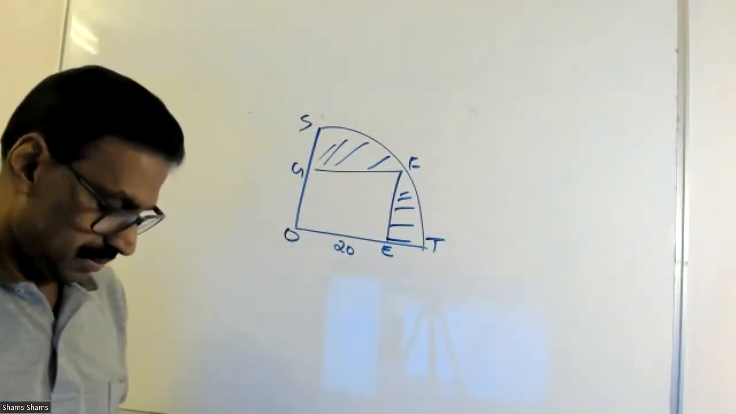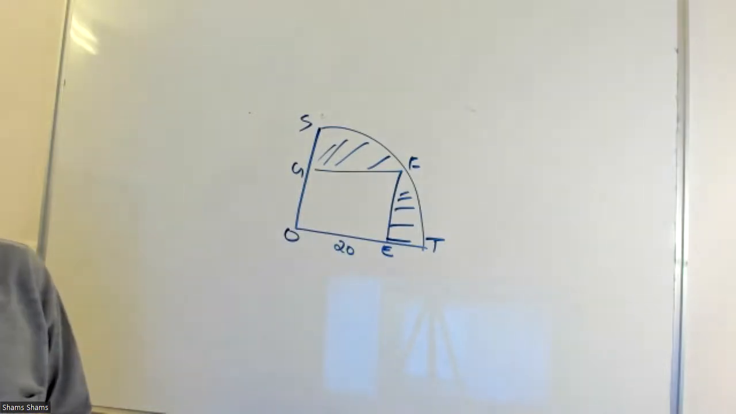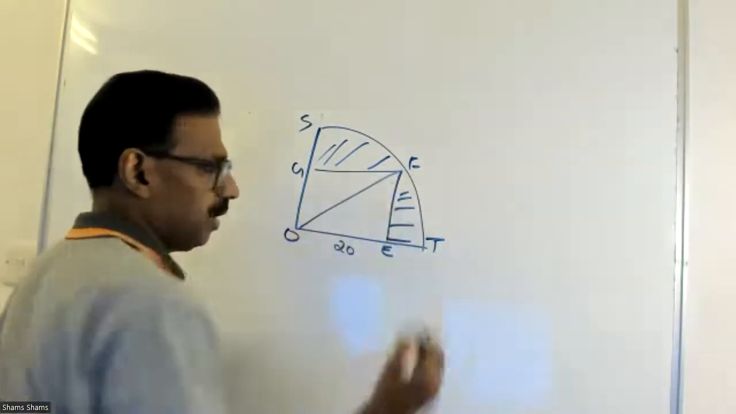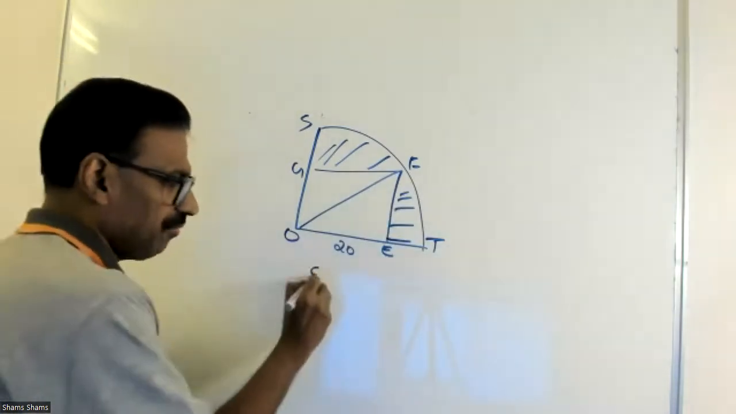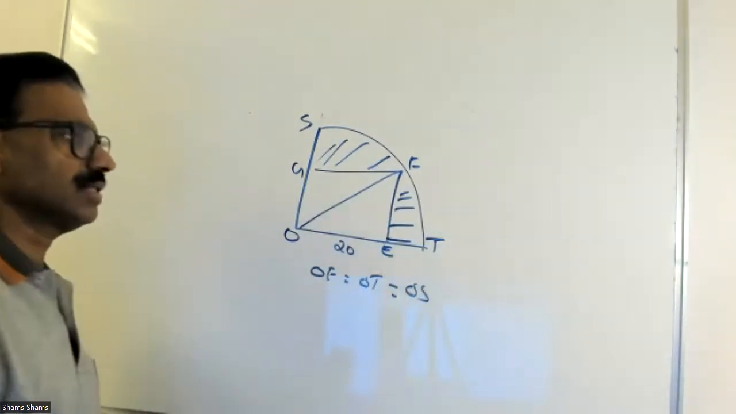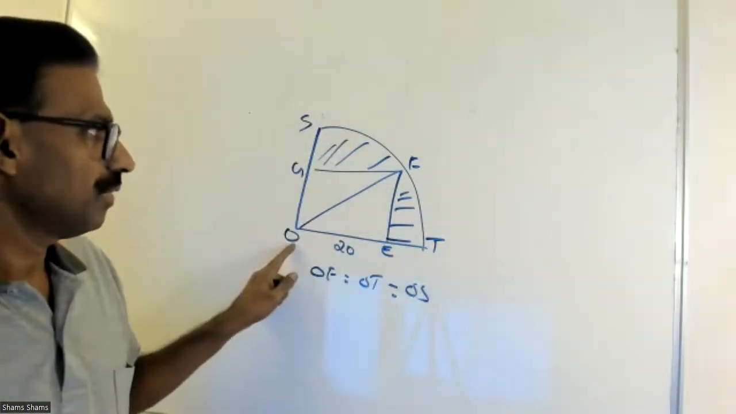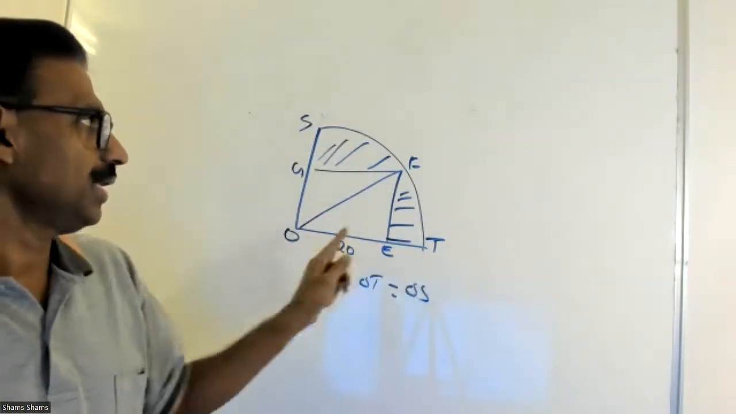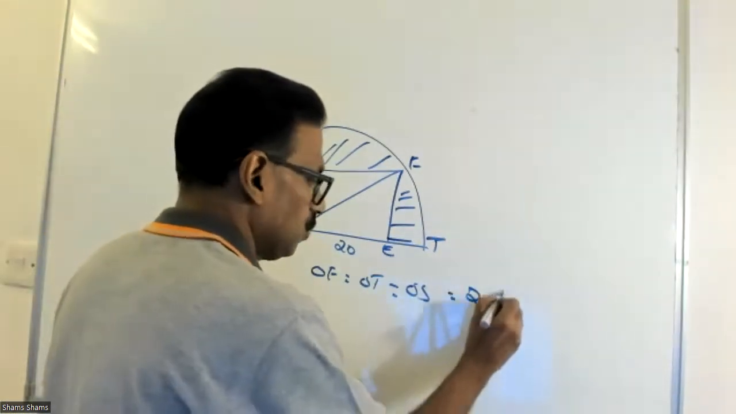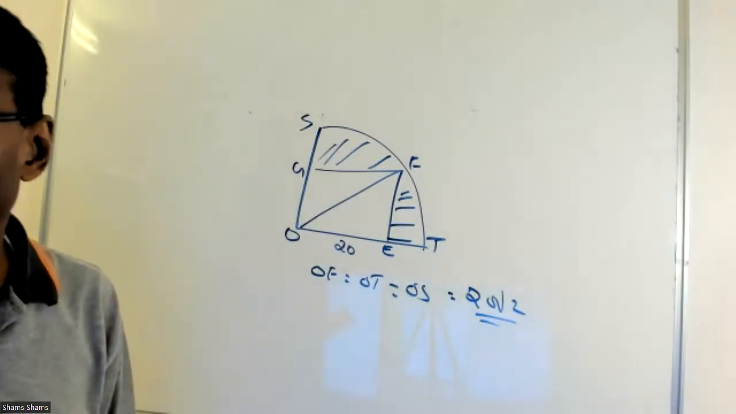So we can find OE, the diagonal of the square, OF. Join OF. OF equal to OT equal to OS because it's a radius. Okay, diagonal of a square equal to what? 20 root 2. Why? You studied that. Diagonal of a square is side into root 2.